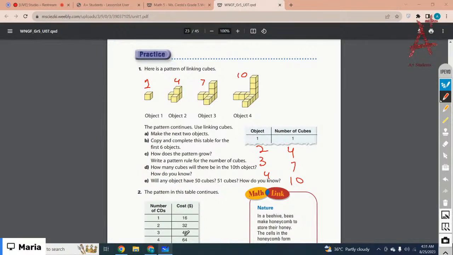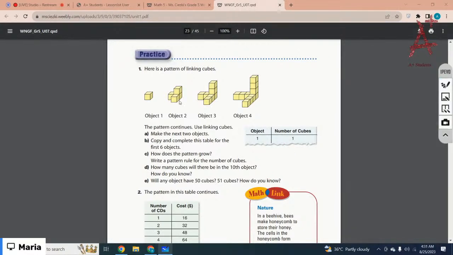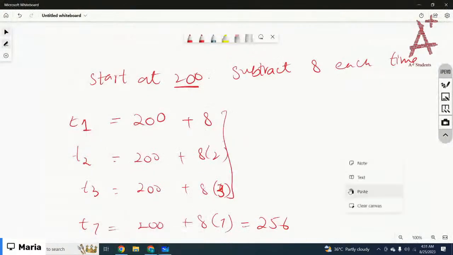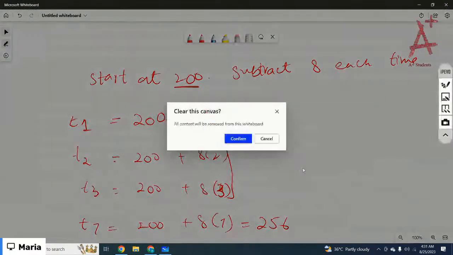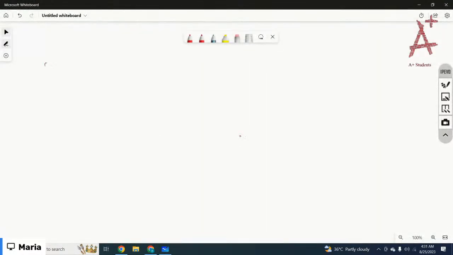Okay, basically, let me just write them down on the board. Object and cubes. Object 1, 1; object 2, you have 4; object 3, you have 7; object 4, you have 10, right? You have to identify the pattern rule actually.